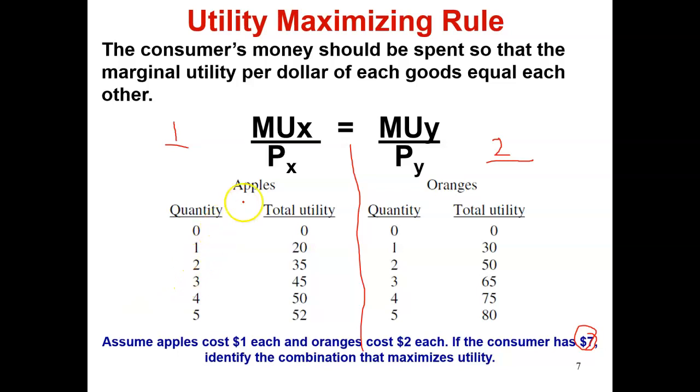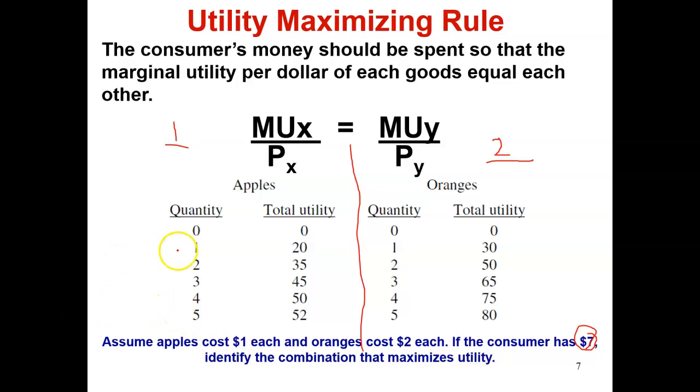And the way that this works is we have a couple of questions here. Sometimes you're going to be asked, is the consumer maximizing their utility? Another question is, if the consumer has a certain budget constraint, what is the combination that maximizes the utility?